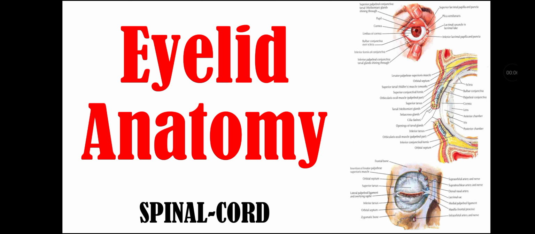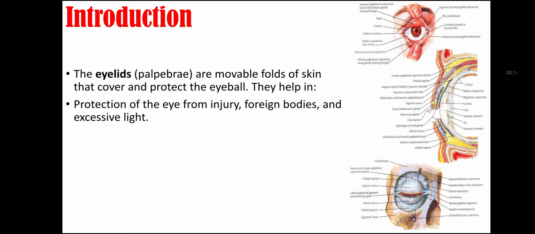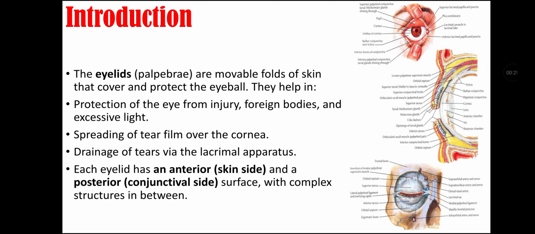So let's start our topic with introduction. Eyelids, that are also called as palpebrae, are movable folds of skin that cover and protect the eyeball. They help in protection of eye from injury, foreign bodies and excessive light. And also they spread tear film over the cornea, and drainage of tear is through the lacrimal apparatus. Each eyelid has an anterior, that is skin side, and posterior, that is conjunctival side, with complex structures in between.